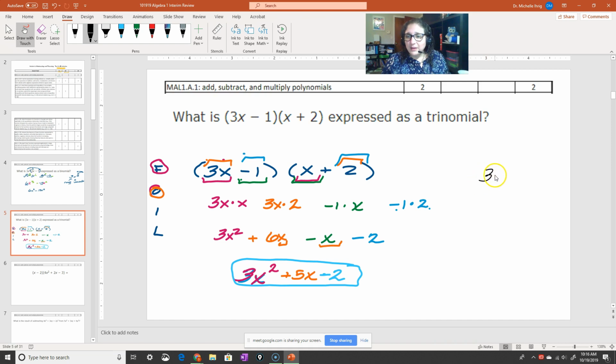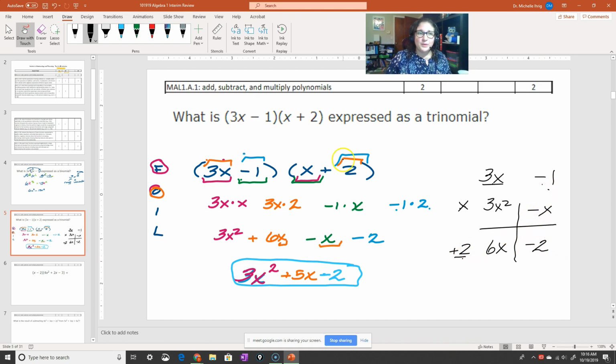For the box method, you would write it 3x minus 1, x and positive 2 this way. Then you multiply 3x times x. That would give you 3x squared. Then you multiply x times -1. That would give you -x. Then you multiply 3x times 2. That would give you positive 6x. And then you multiply 2 times -1, and that would give you -2.